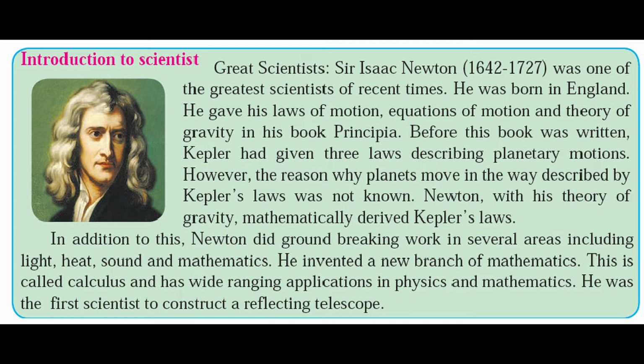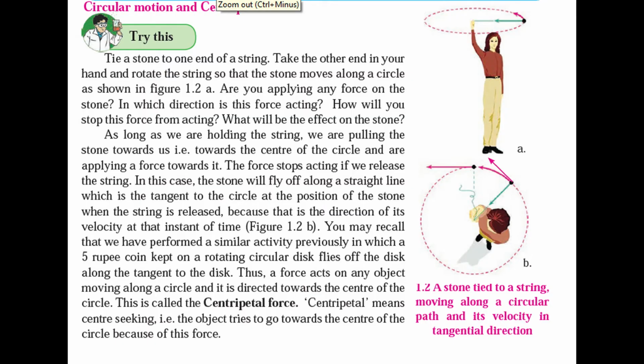He invented a new branch of mathematics called calculus, and it has lots of uses in physics and mathematics. He was the first scientist to construct a reflecting telescope. So, a lot of contribution by Sir Isaac Newton in physics, in astronomy, and in mathematics. Now let's learn about circular motion and centripetal force.